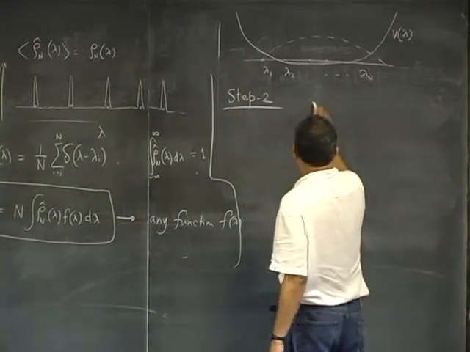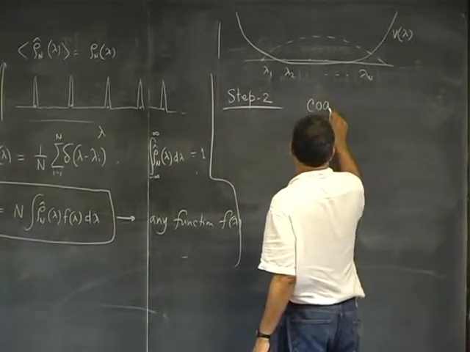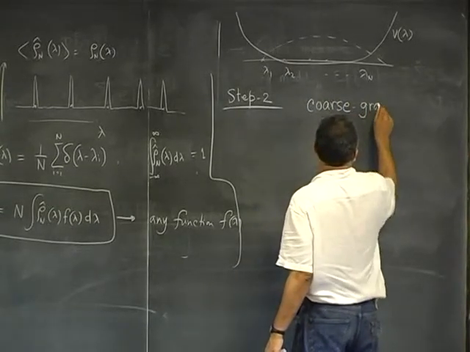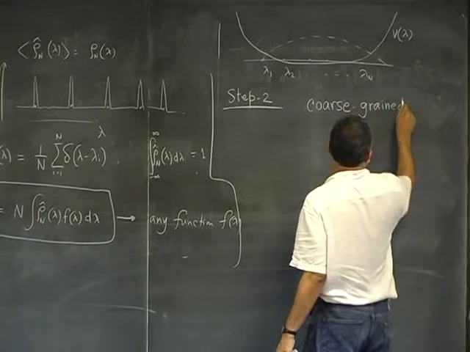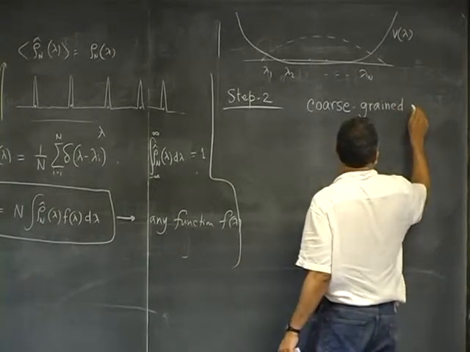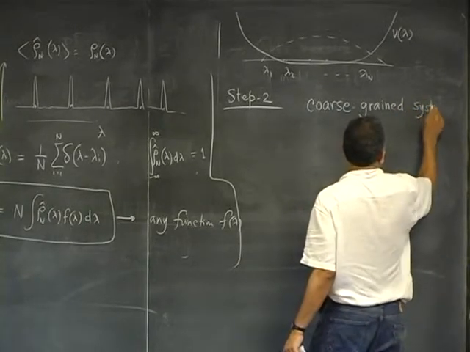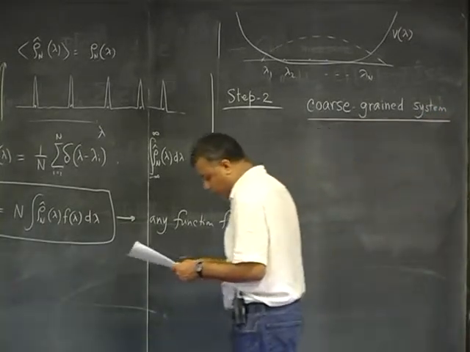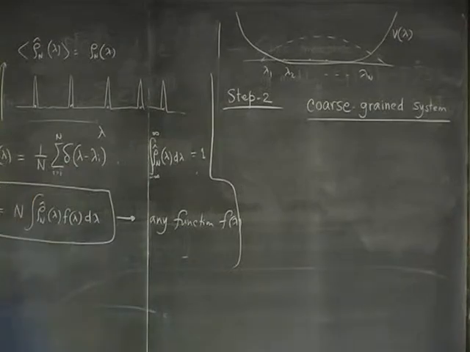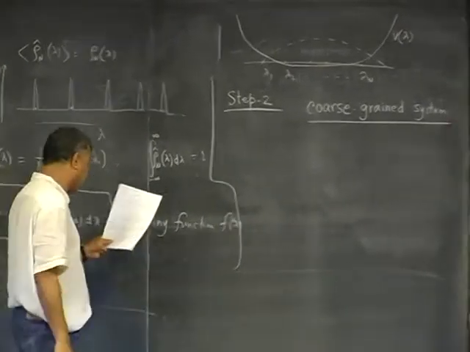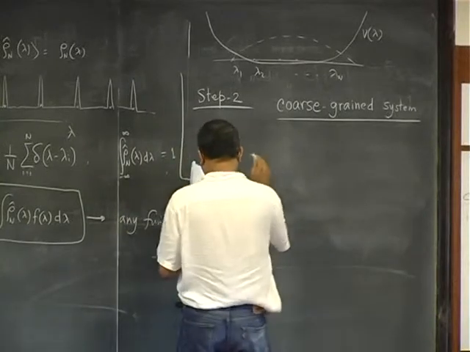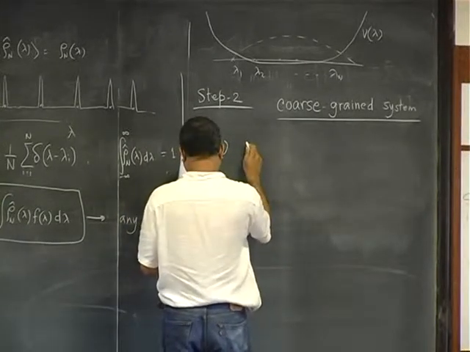So step 2 is what is called the coarse graining system. You have heard this word before. Sumit said that in his field theory lectures, coarse grained system. And I'll tell you what it means exactly. Coarse graining has two micro steps, if you like. When I write this explicitly, you'll understand.